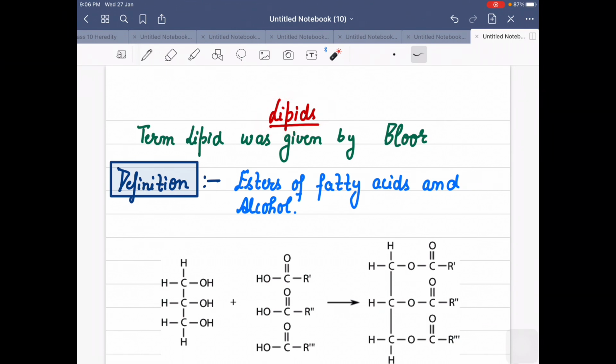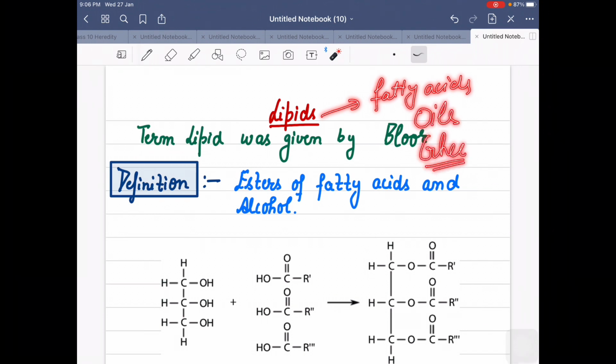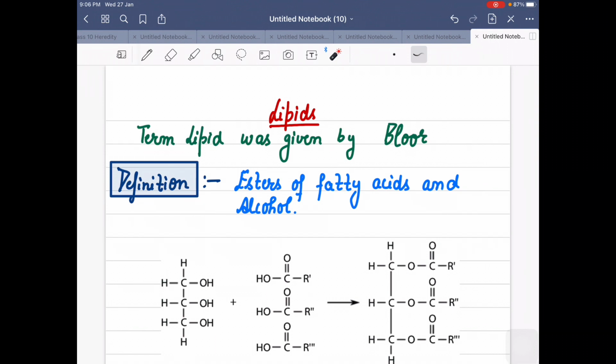Mostly students are not able to define exactly what lipids are. They confuse them with fatty acids, with oils, with ghee. Then there are lots of terms regarding fats and oils and lipids, so many times we are not able to differentiate between them.